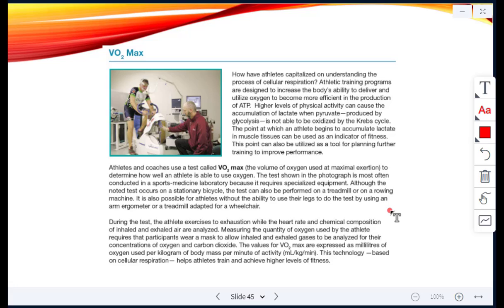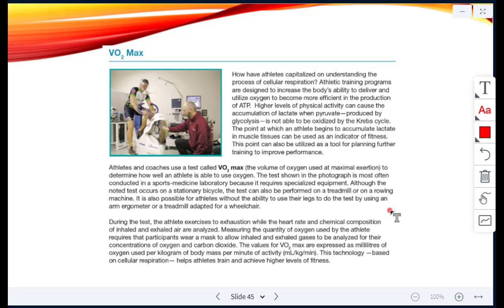understand that process of cellular respiration to increase the body's ability to deliver and utilize oxygen so that the body can become more efficient in the production of ATP. Higher levels of physical activity can cause the accumulation of lactate or lactic acid because pyruvate is being produced by glycolysis and is not able to be oxidized by the Krebs cycle.